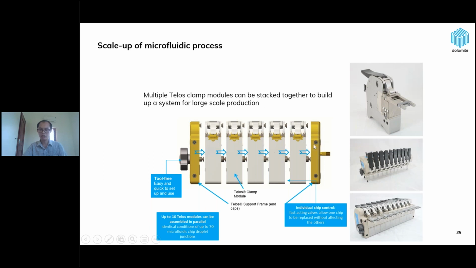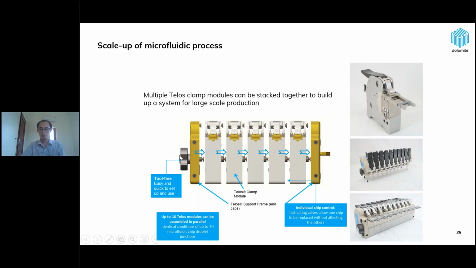And it can integrate up to 10 Telos modules. So under identical conditions, up to 7 microfluidic chip droplet junctions work in parallel together, which allows a very high production rate in the scale-up process.